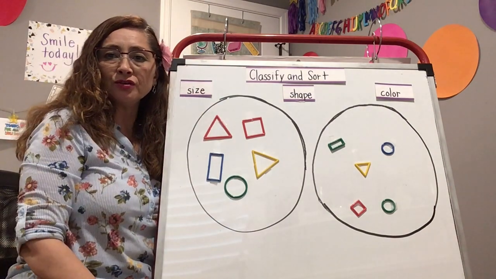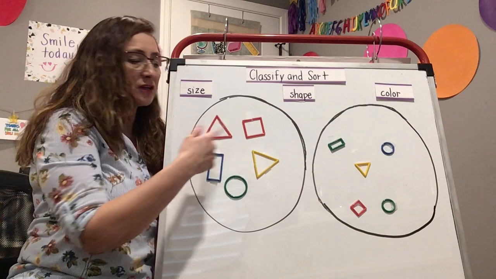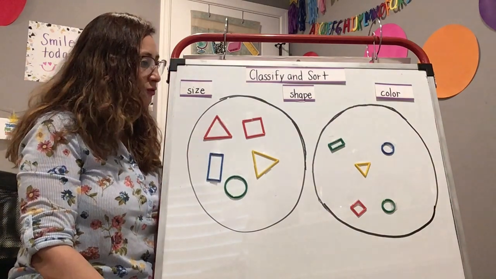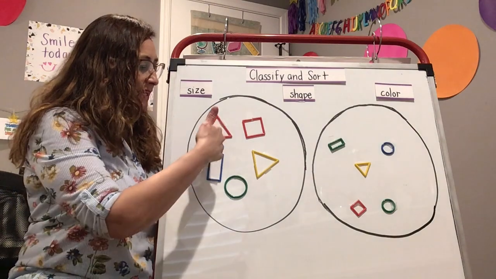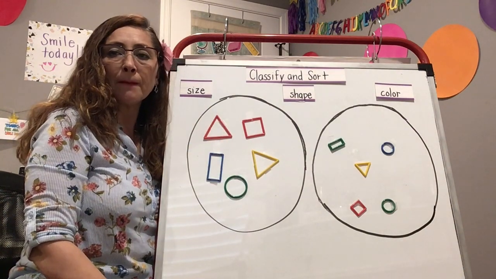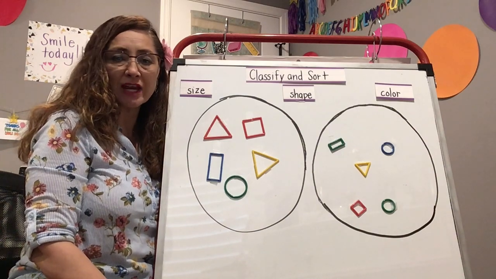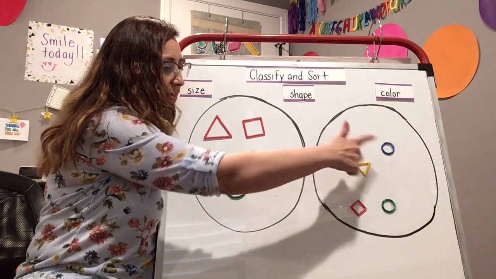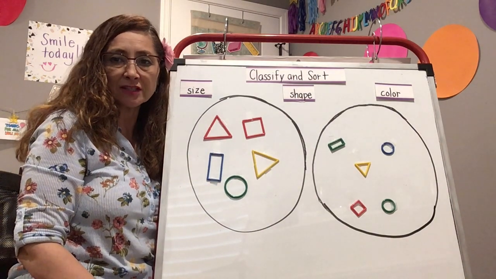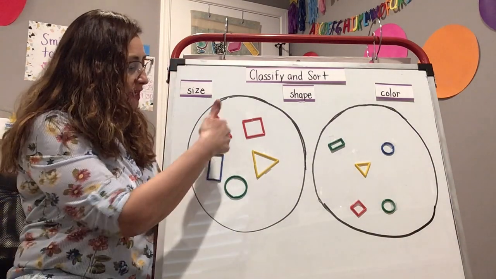Now, how do you know that these shapes are sorted by size? That's right, because you can see that these here are all the big shapes or large shapes, and all of these here are the small or the little shapes. That's right. Now, let's take a look at these.